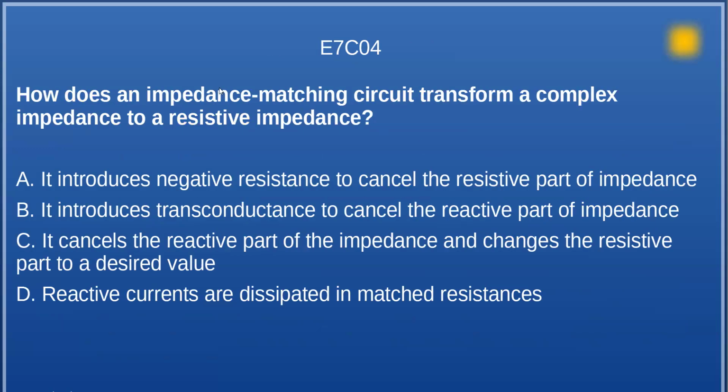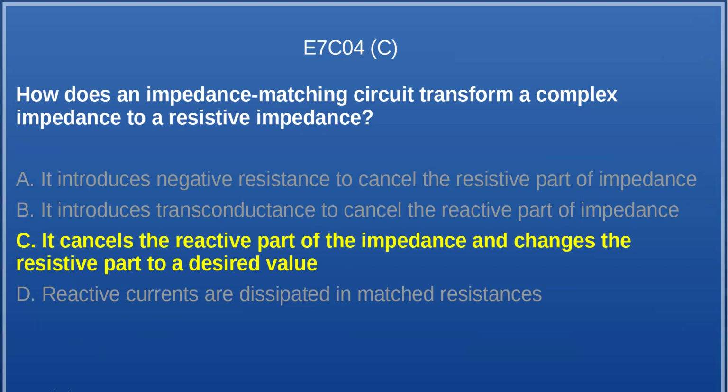How does an impedance matching circuit transform a complex impedance to a resistive impedance? Negative resistance, transconductance, dissipation. Magic. What you do with a Smith chart.